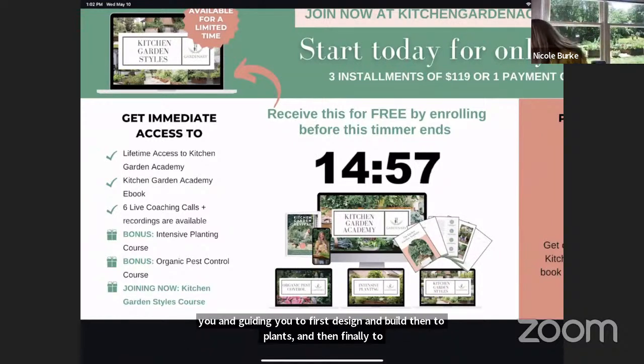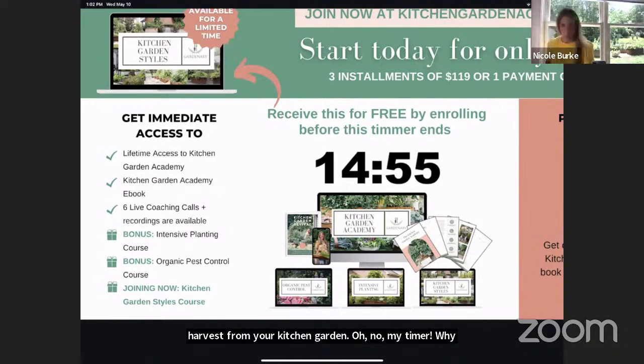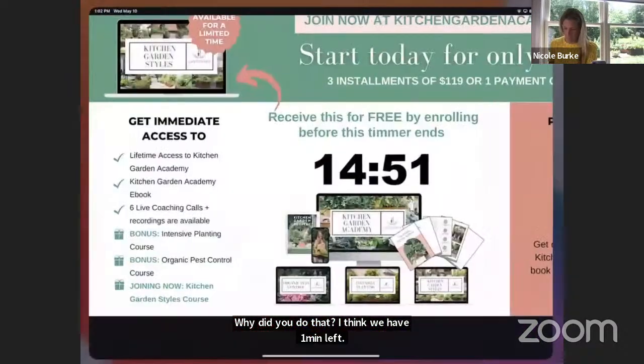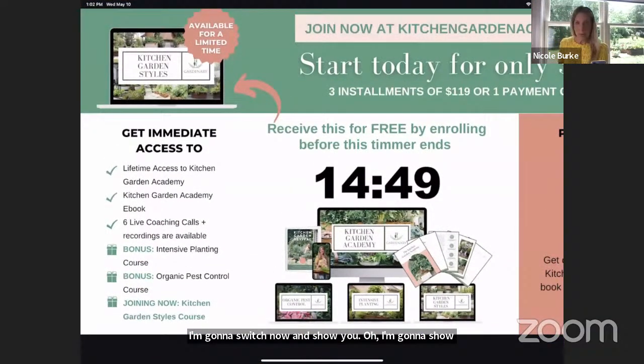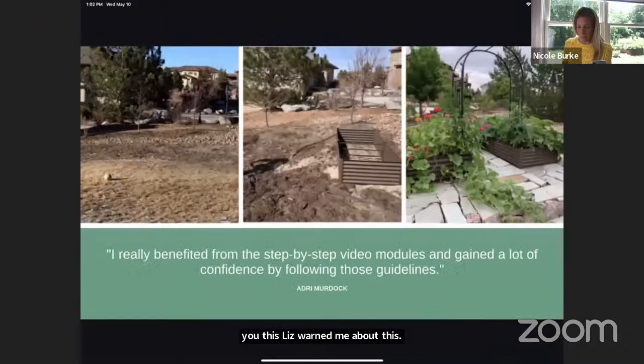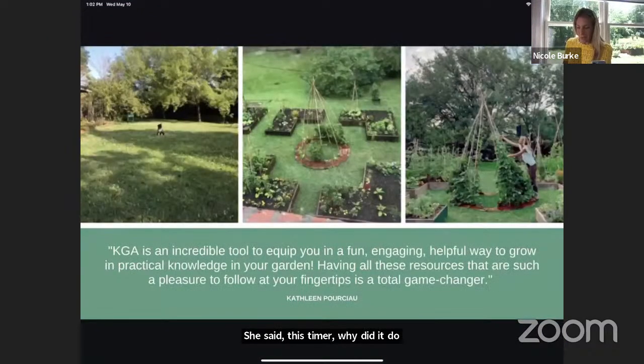Oh no, my timer, why did it do that? I think we have 1 minute left. I'm going to switch now and show you. Liz warned me about this. She said, this timer, why did it do that? I'll give you 1 more minute while I show you this.